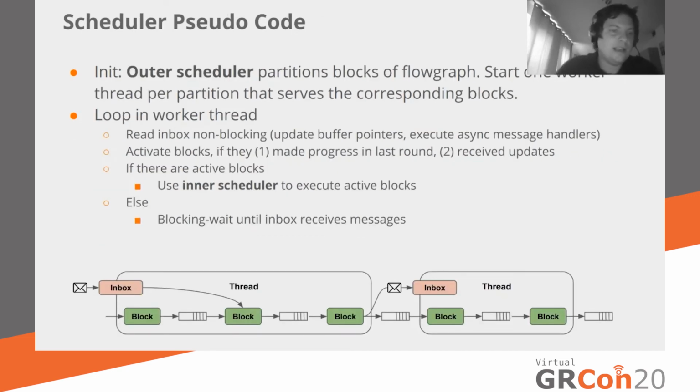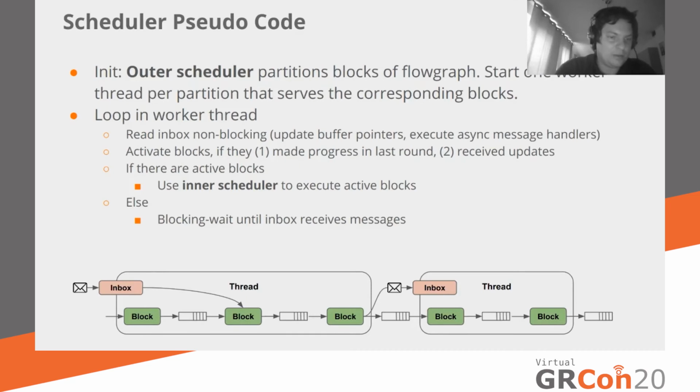Okay, and finally, a very brief idea of how the runtime would look like in pseudocode. So if you start a flow graph, you use the outer scheduler, as I call it, that partitions the flow graph and maps the blocks to worker threads. And then each worker thread is reading all updates from the inbox, and then it's calling the work functions of the blocks, for example.